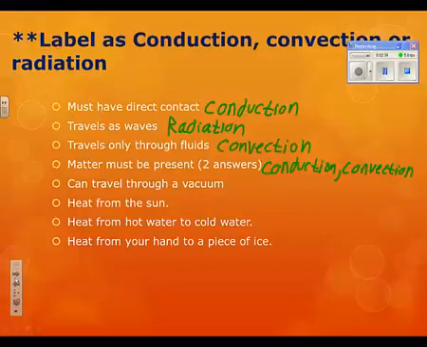Which leads us to our next question, the vacuum. That's going to be radiation. Heat from the sun, that's going to go through a vacuum, so that's radiation. Then from hot water to cold water. Well, water is a liquid, so it must be convection. And heat from your hand to a piece of ice, assuming the ice is touching your hand, so that will be conduction. So it's all pretty simple if you just know those three base definitions.